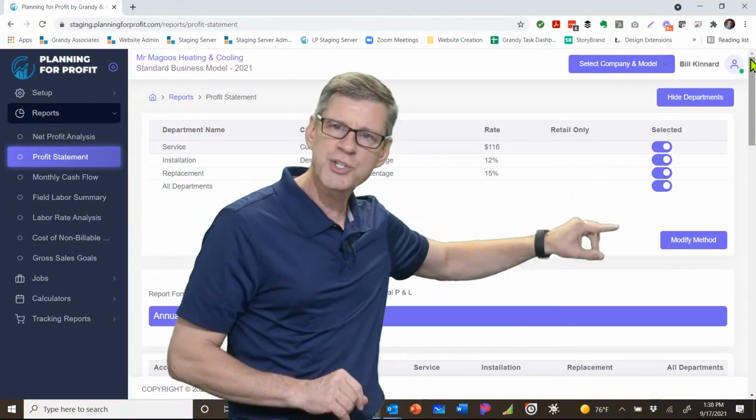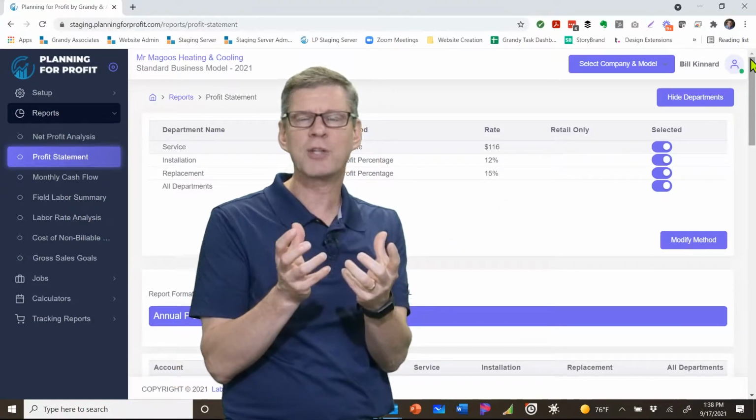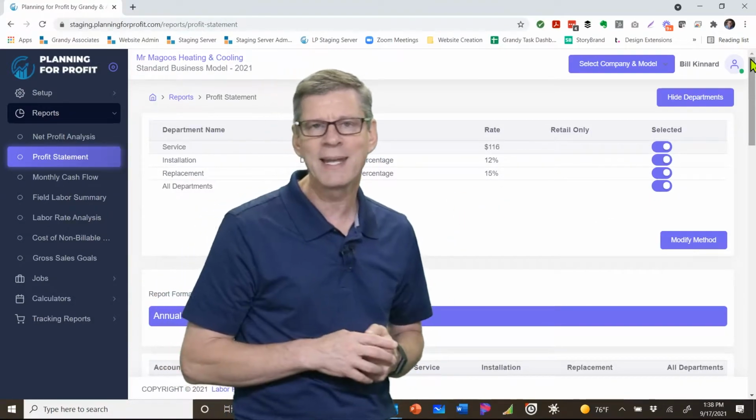And the last one is the selected column. It lets you get into picking and choosing what's displayed on the screen. I'll cover that in just a few minutes.